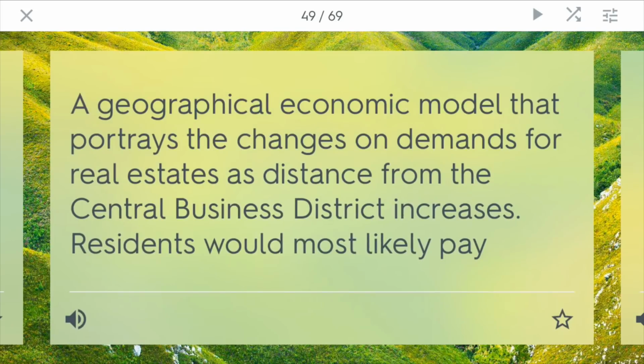Bid rent theory. This is a geographic economic model that portrays the changes in demand for real estate as distance from the central business district, the central part of the city, increases. Residents are most likely to pay the most in an area such as this.